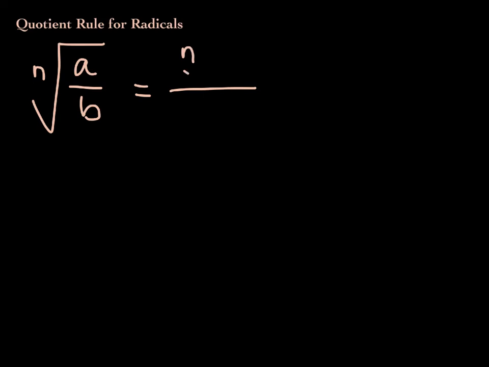Now, you and I have been using the product rule for radicals. There's also the quotient rule for radicals that says the following: the nth root of a quotient of two numbers, a divided by b, is equal to the quotient of their nth roots, like this.